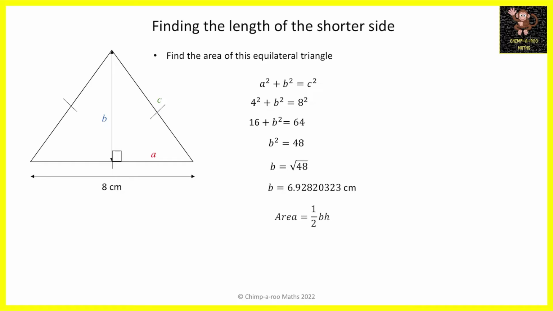Because the area of any triangle is a half times the base times the perpendicular height. So here we have 8 centimetres as the base, 6.92820323 as our height there, times we have to halve it, and that will give us 27.7 square centimetres in one decimal place. And as I said before, don't forget the units.